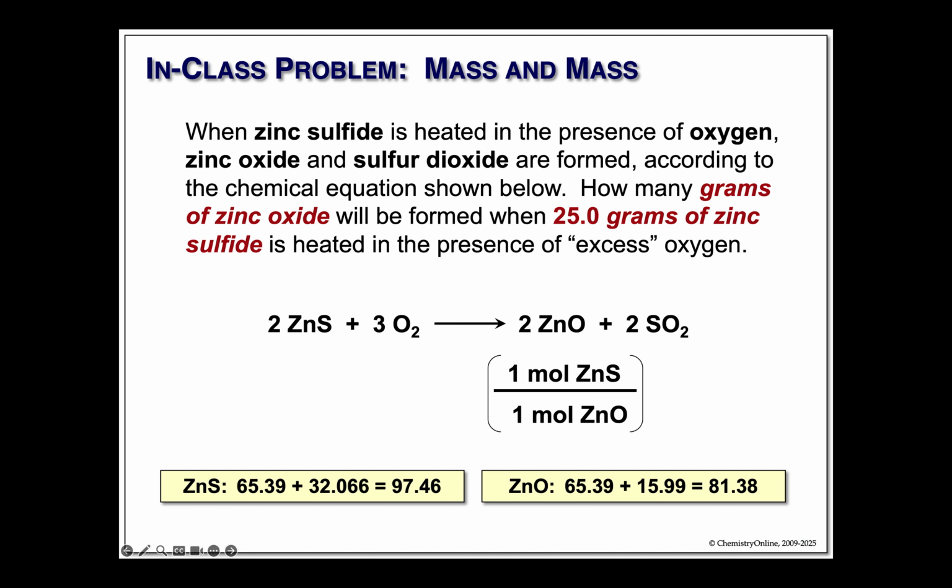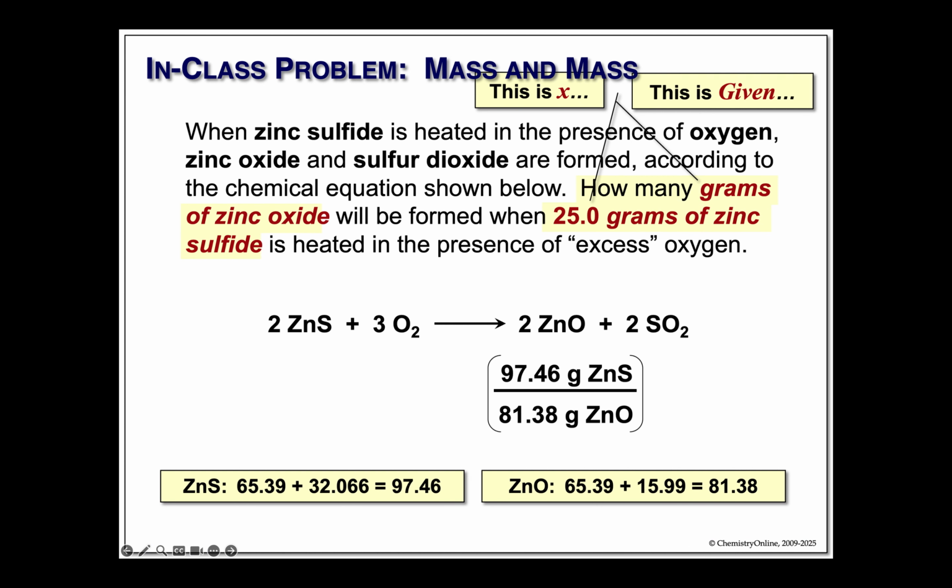That's it in terms of moles, and that's it in terms of mass. Okay, now trying to find zinc oxide. That's our X. We have a given of grams of zinc sulfide. That defines our unknown ratio.